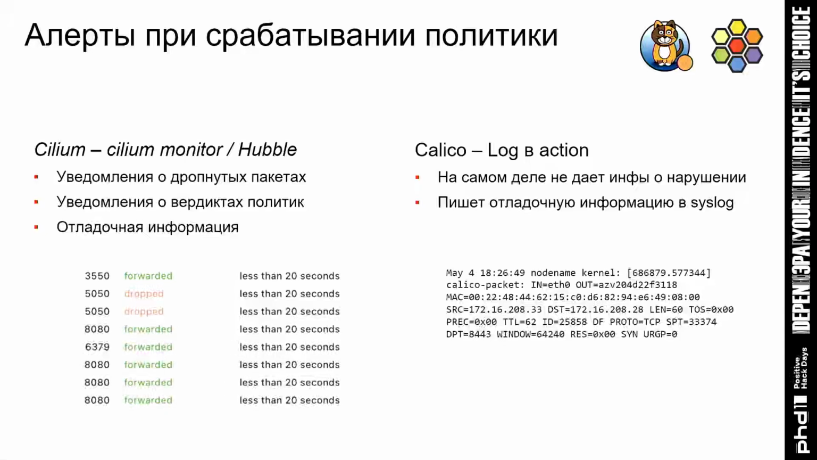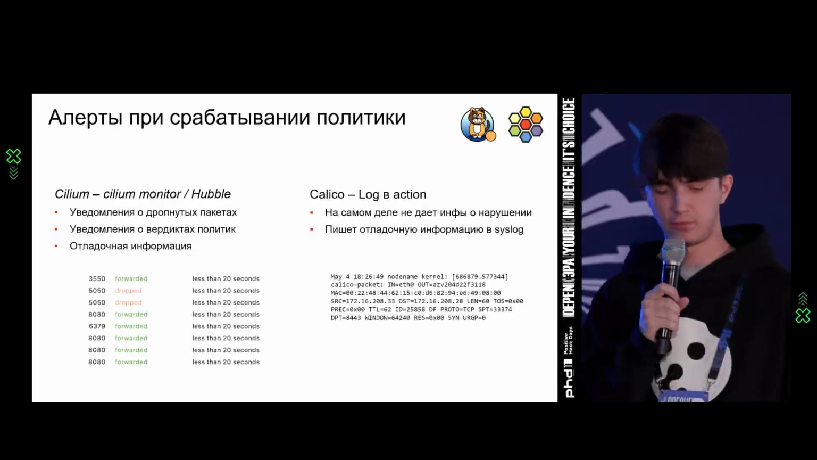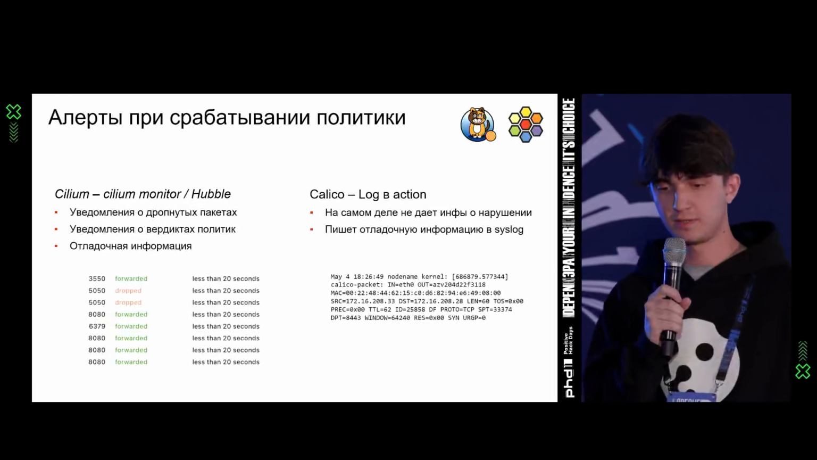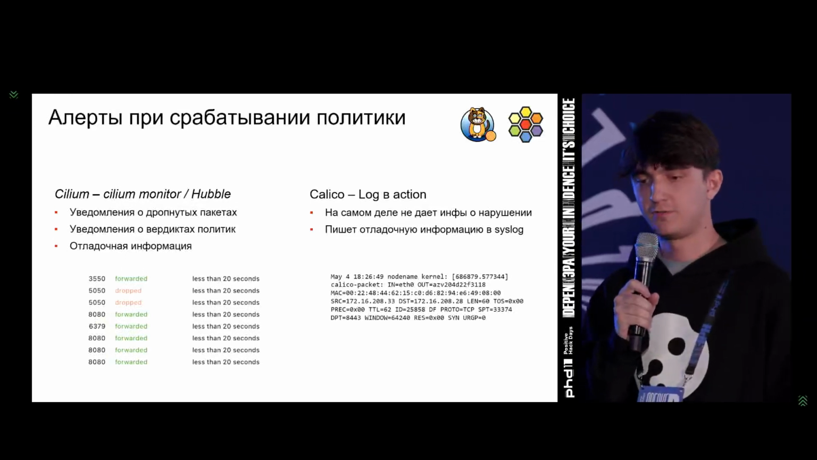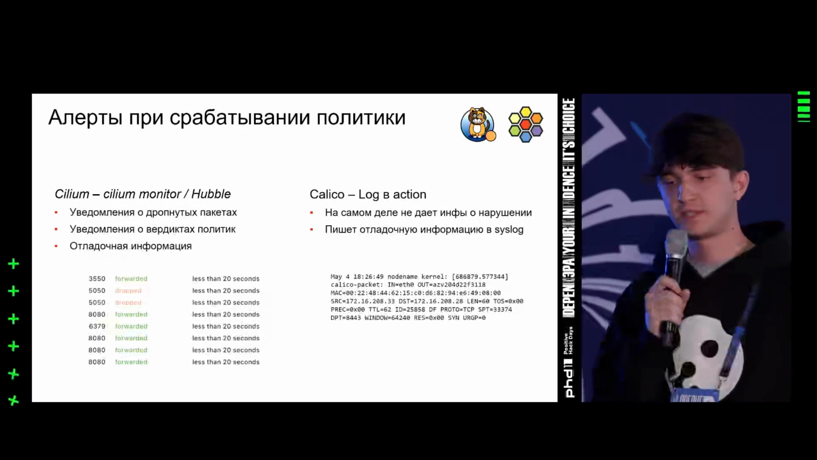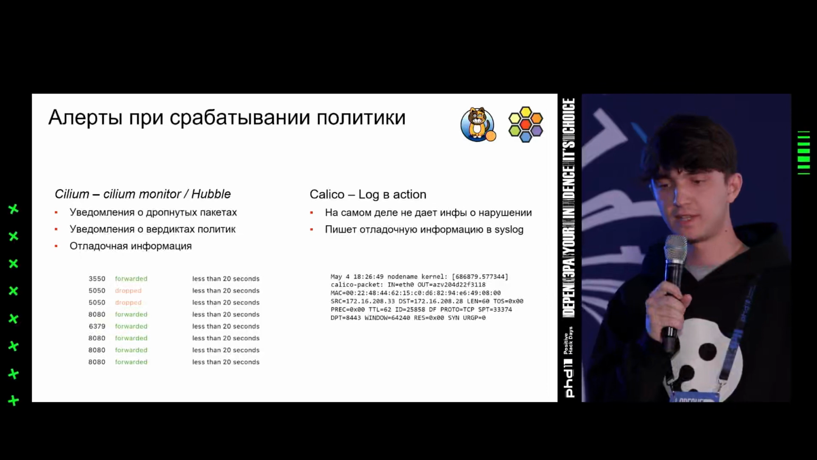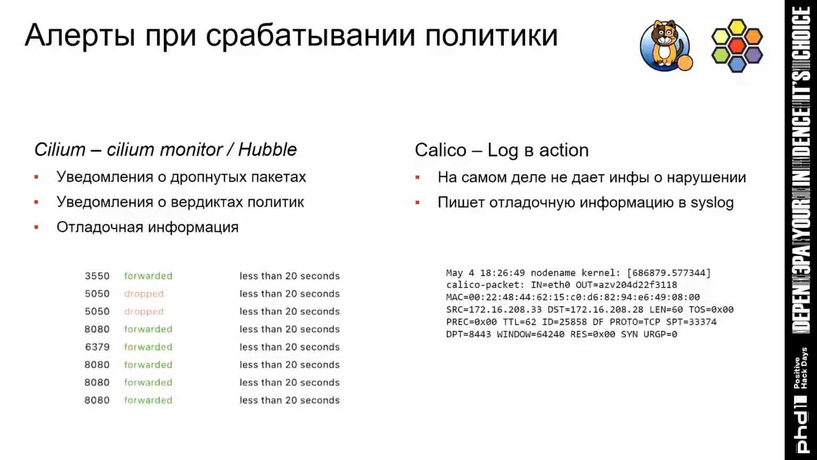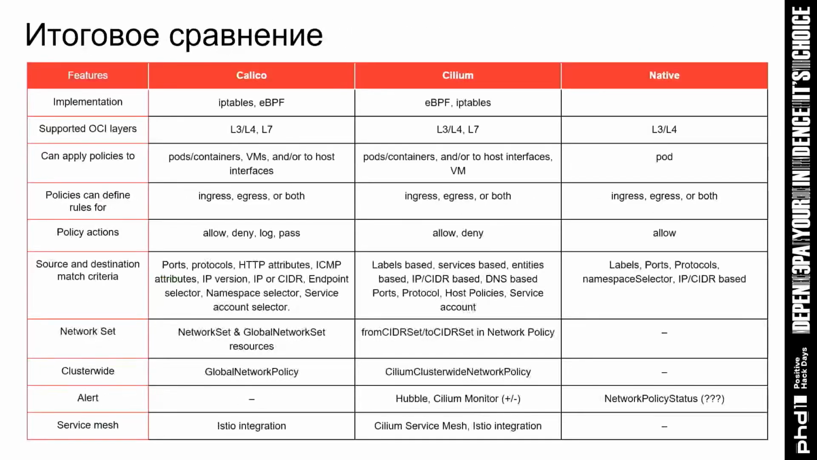And also they have Hubble with a UI that allows us to look at which packets were dropped or missed, but not just the ones related to policy breach, but also the ones related to instability in the network, which will create similar alerts. So it would be difficult to differentiate and to understand why exactly you have this alert. In Calico, though you can have the action as log, it doesn't give you any information about a breach in policy. It just writes information in syslog, and that's it.